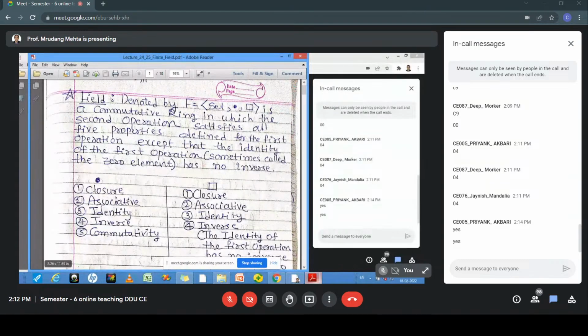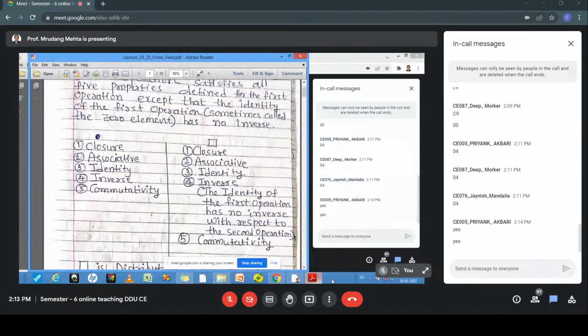For the first operation you define these 5 properties: closure, associative, identity, inverse, and commutative. But for the second operation, we have closure, associative, and identity. If the inverse is not found, it will be okay, not required. The identity of the first operation has no inverse with respect to the second operation. So the inverse has a relaxation for the second operator with respect to the first operator, except that the identity of the first operation has no inverse.